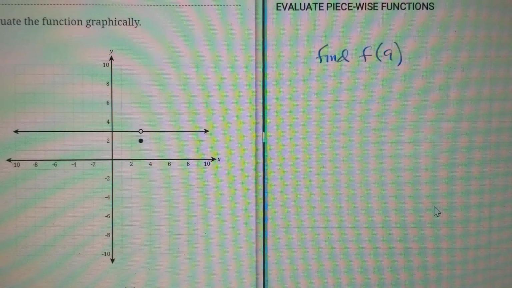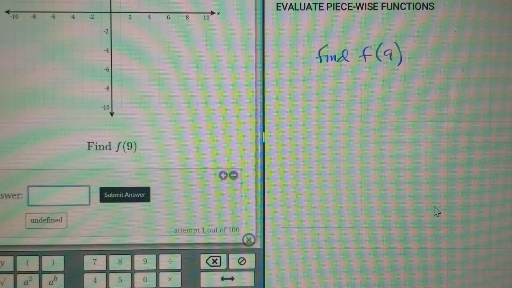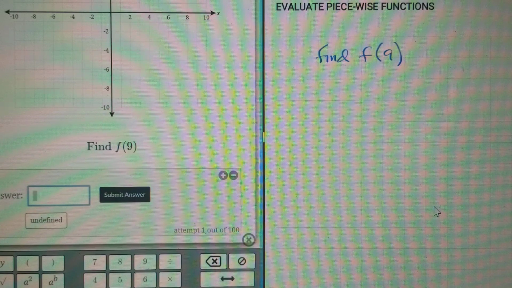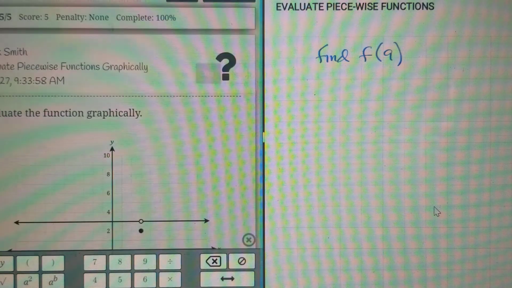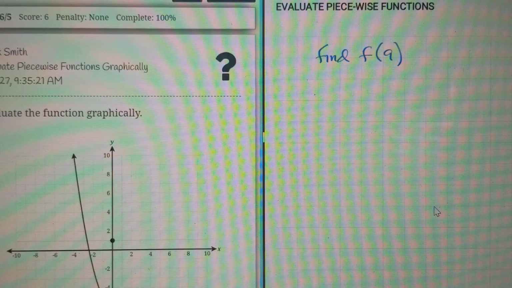Get rid of this and come back over here. And notice it says you can have an answer that's undefined. We talked about that before. That's not going to be our answer this time, but it's an answer we could use in the future. So we're going to say f of 9 equals 3. Submit answer. Yes, that's our answer, and we get a green check. Let's go to the next problem.